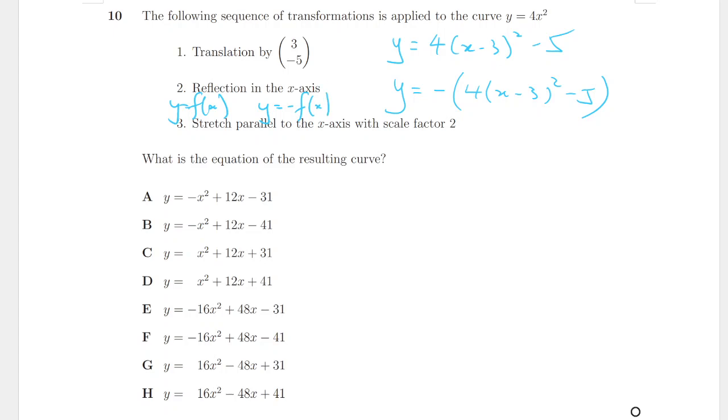Okay, lastly, stretch parallel to the x-axis with scale factor 2. That means that the x becomes x over 2, right? So y equals negative 4 times (x over 2 minus 3) squared minus 5.